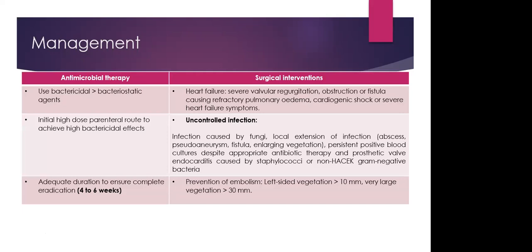Under surgical intervention, we will do it on patients who have heart failure, and uncontrolled infections such as by fungi, local extension of infection, or finally, we will do surgical intervention in order to prevent embolism, if let's say the left-sided vegetation is more than 10 millimeters and or very large vegetation more than 30 millimeters. Next.